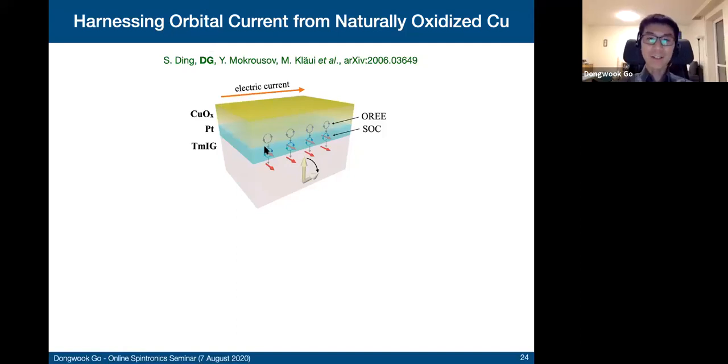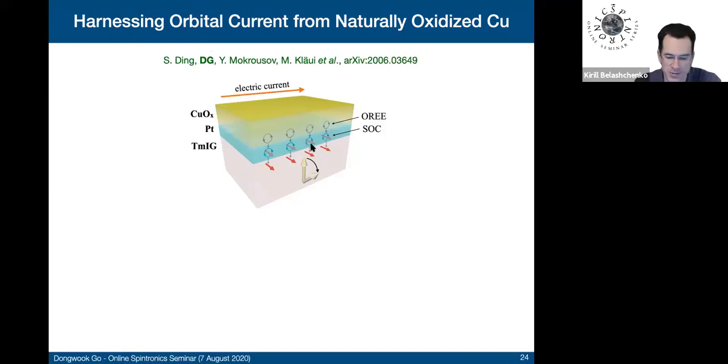Yeah, this is a very nice setup because I thought that orbital current would not interact with the insulating magnet, but by inserting an additional metallic layer with strong spin-orbit coupling, we can interact the orbital and spin through the spin-orbit coupling in the platinum layer. Yeah, thanks for the comment. All right, thank you. Shin, please go ahead.